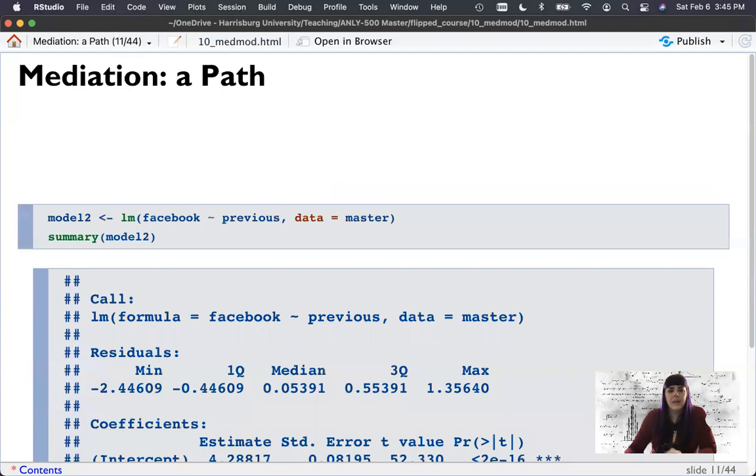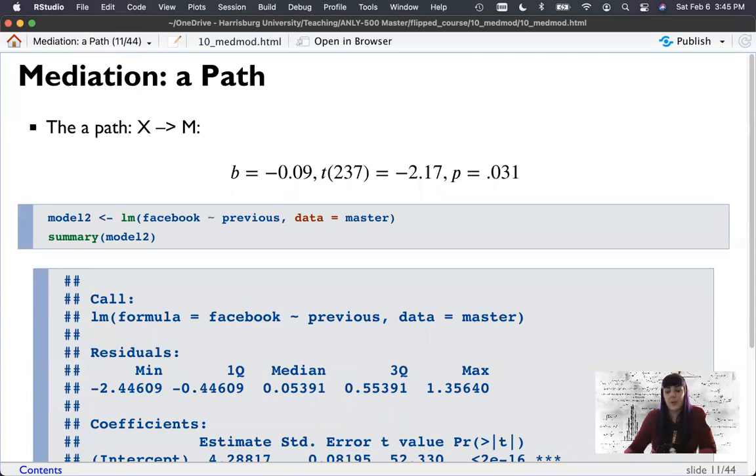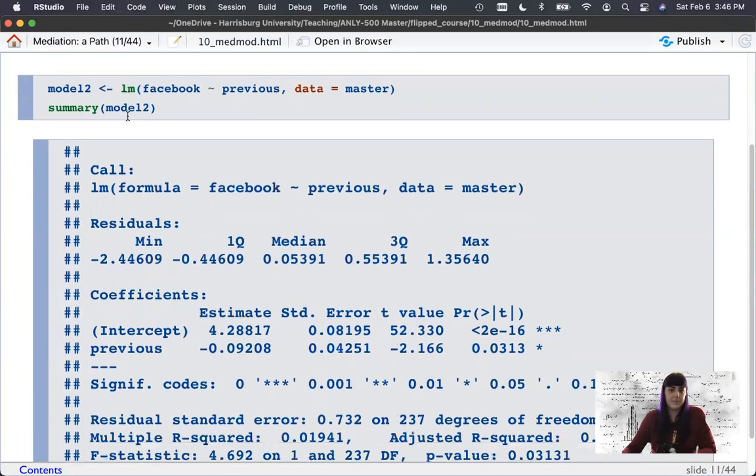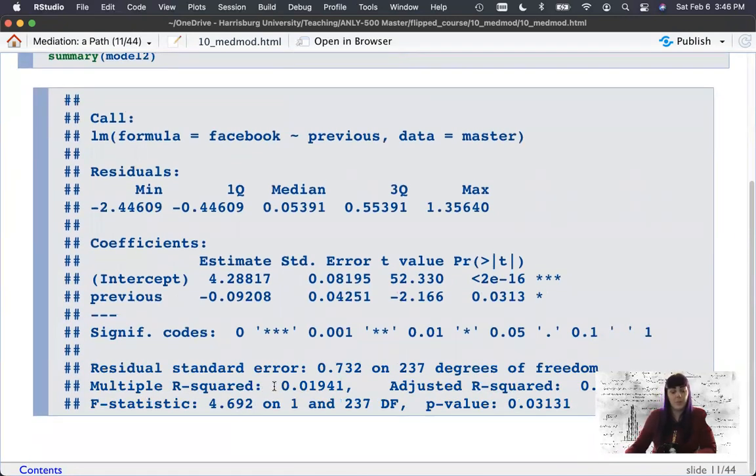And next up, we've got the A path, where X is predicting M. This is part of our indirect effect. And let's see here, we've got X previous is predicting Facebook. And this is a small effect, it's 2%, but our previous knowledge predicts our Facebook use. And it's negative. So our previous knowledge, this implies that the more previous knowledge we have, the less we're looking at Facebook.